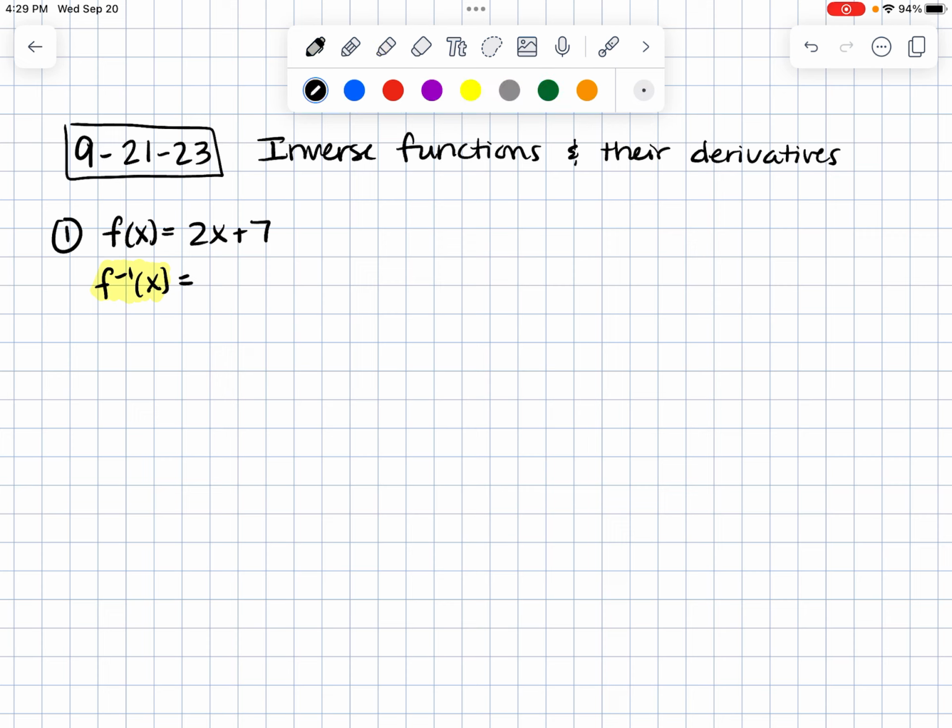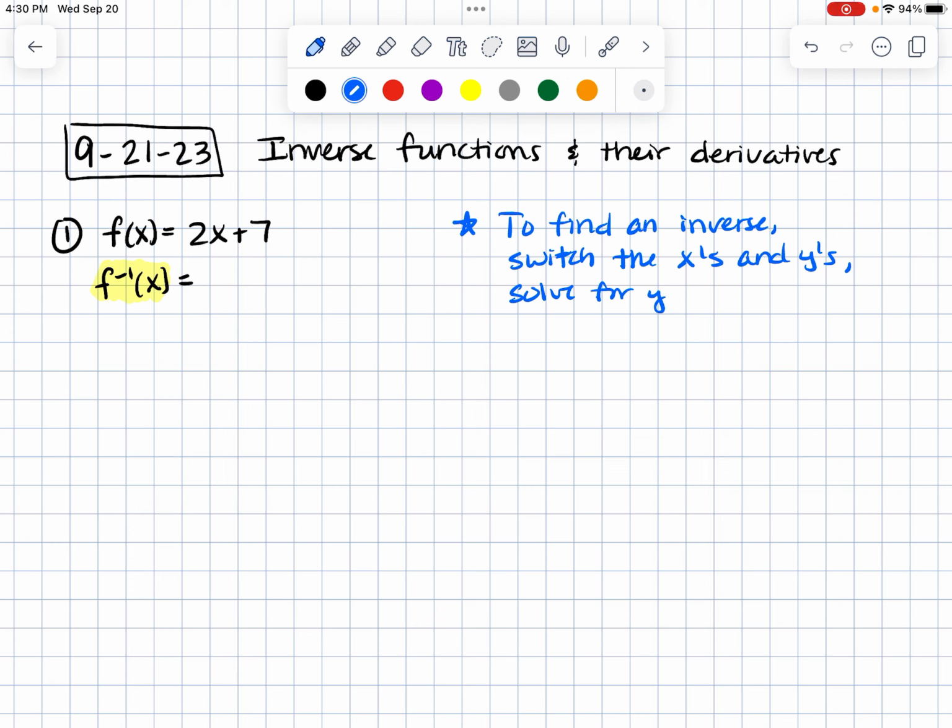Now, I don't know if you remember this, but to find an inverse, you switch the x's and y's, and then you solve for y.